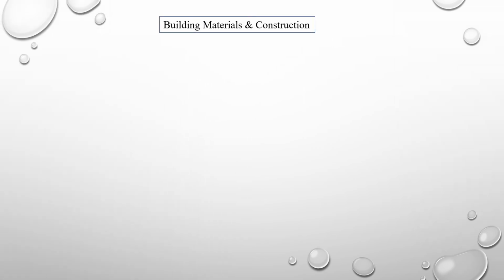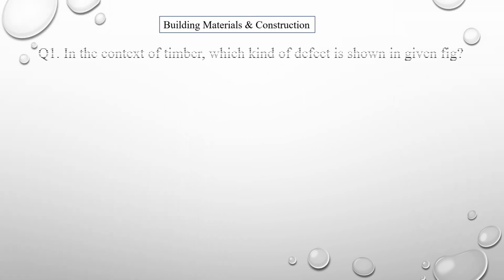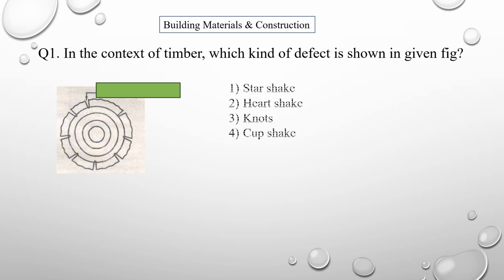First question is from Building Material and Construction. So the question is, in the context of timber, which kind of defect is shown in the given figure? This is the given figure and these are the options. In the given figure, one thing we observe is that cracks are formed from the outer side to the inner side of this timber. Okay, let's first discuss the parts of timber.